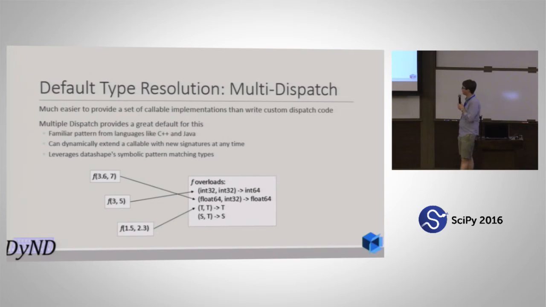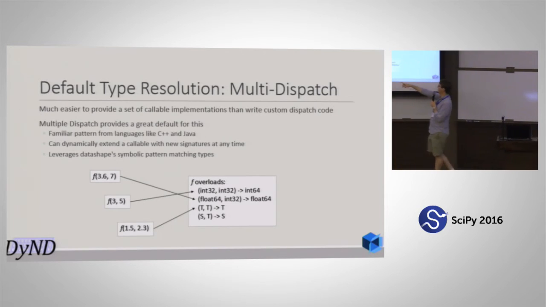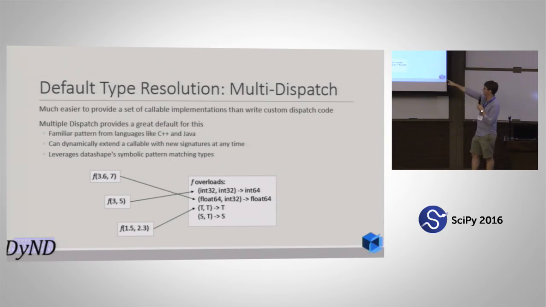And it's based on that symbolic type matching. So in this example, we've got these 3 different arguments. They match. So it's basically the most specific thing which will match. So the 3.5 example, it matches the int32 and 32, but it also matches the T, T. But that's strictly more general. It's a bigger set of possible matches. So you go with the more specific one.